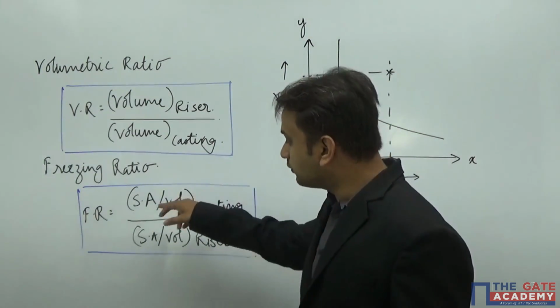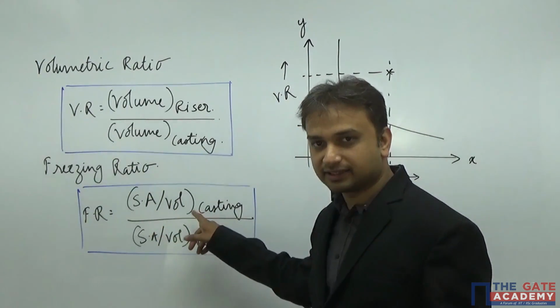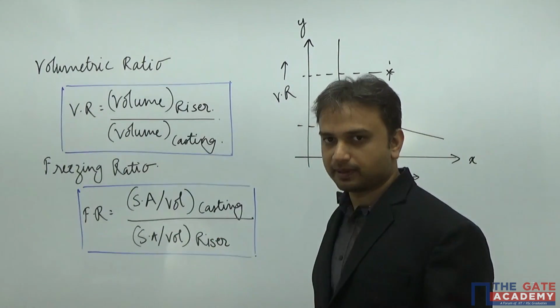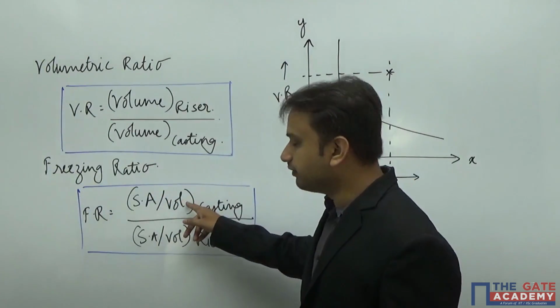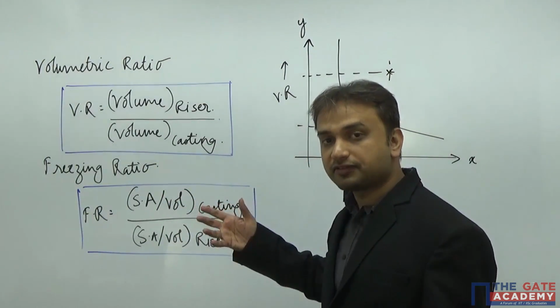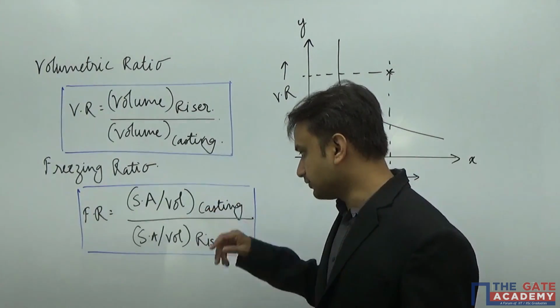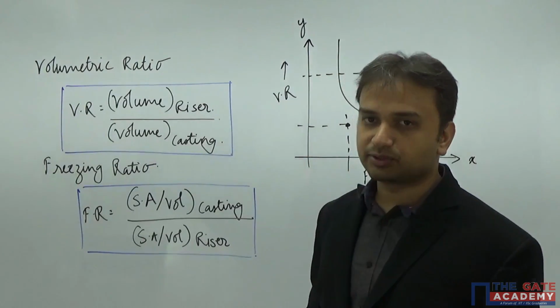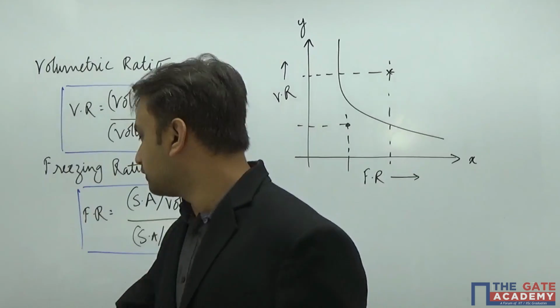And in freezing ratio, what is freezing ratio? It is the ratio of surface area to volume of casting to surface area to volume of riser. Okay, so surface freezing ratio is nothing but surface area divided by volume. Whose surface area? Whose volume? Casting's volume and casting surface area. Similarly, surface area by volume of the riser.